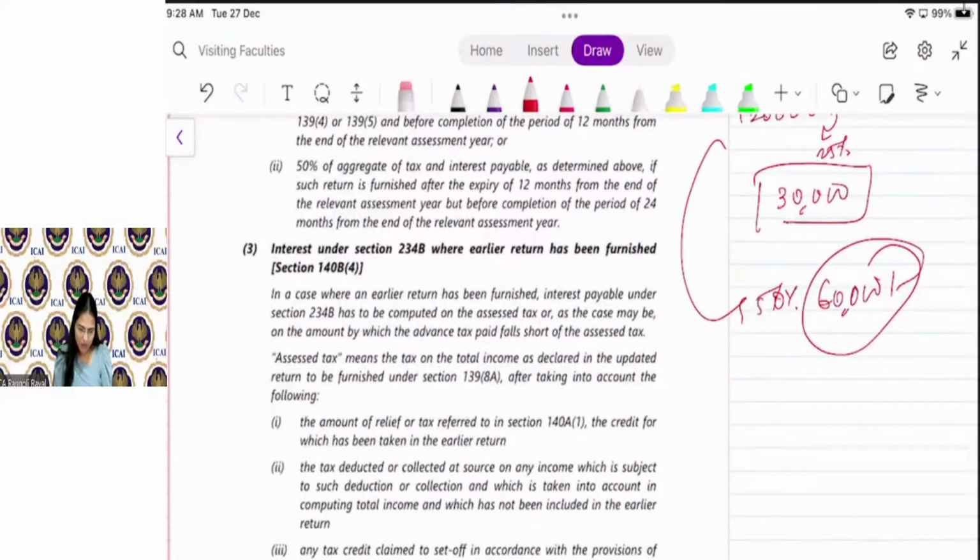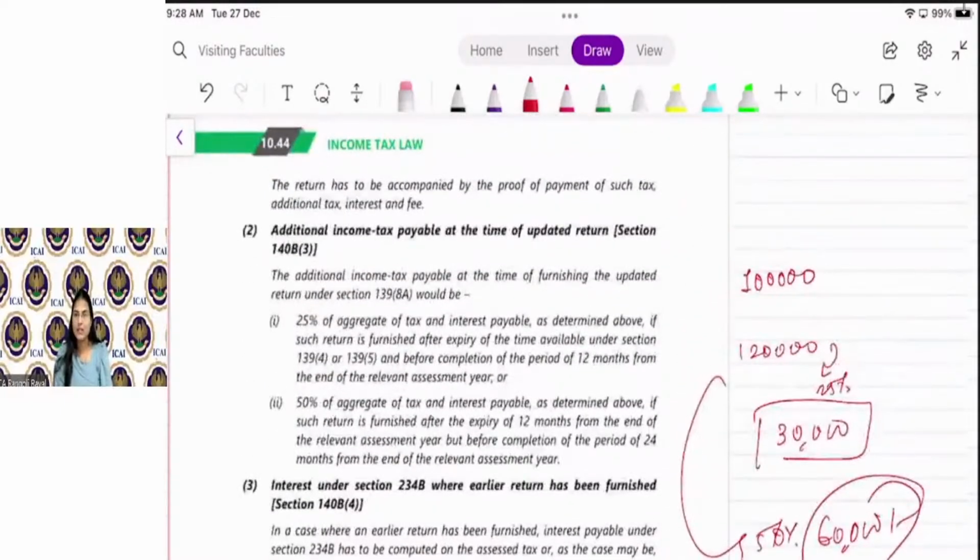Interest under 234B, where earlier return has been furnished. Whenever you file your earlier return, now you are increasing your income, so your tax liability is revised. You have to pay interest under 234B from the 1st April of assessment year to the date of payment of additional tax. You have to pay additional interest under section 234B also.